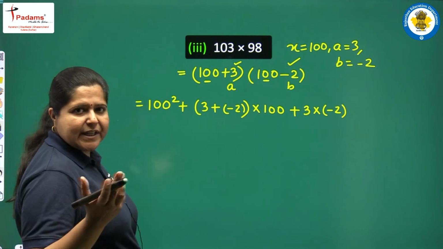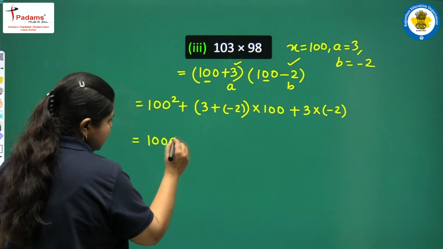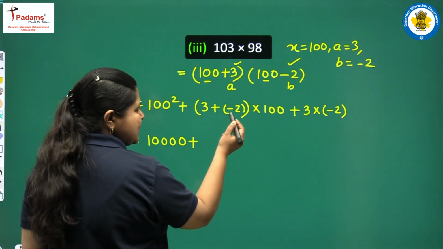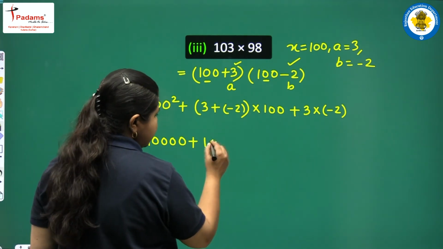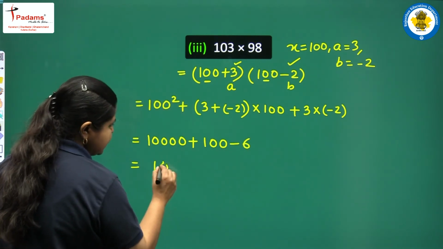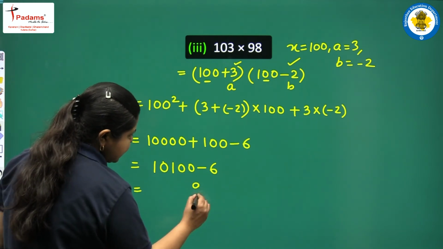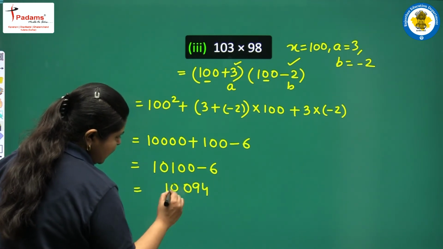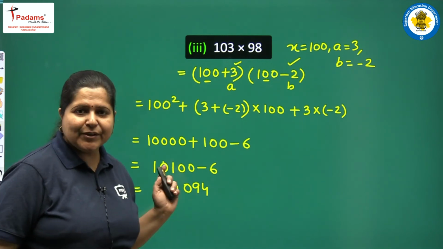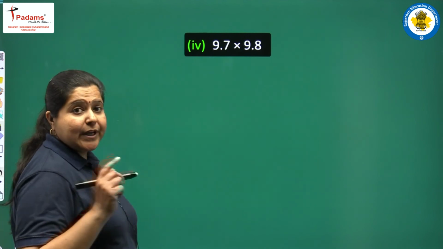And using the fourth identity as it is given in the question, this is 10,000 with 4 zeros. 3 minus 2 is 1 and 1 into 100 is 100 itself and here we have -6. Now this will be 10100 minus 6. Now 100 minus 6, it's 94 and then we will have 10,094. This is the answer. You can subtract and get it. Getting it? Next one is 9.7 into 9.8.